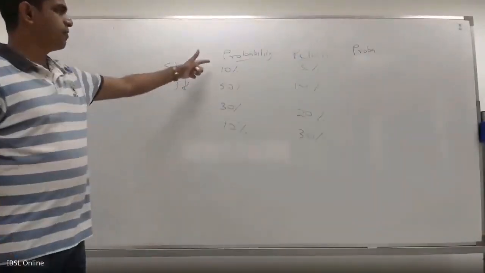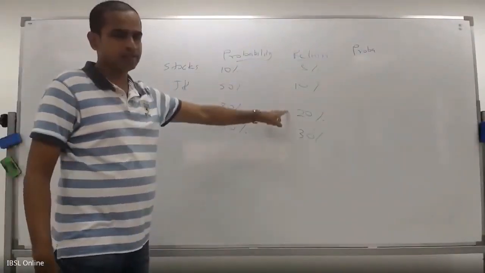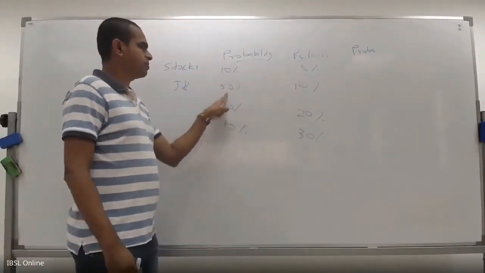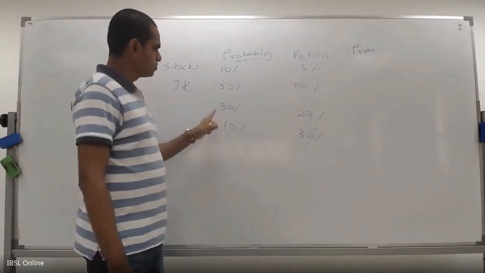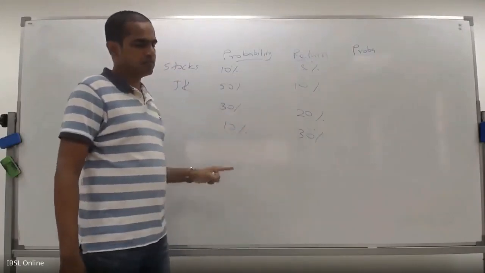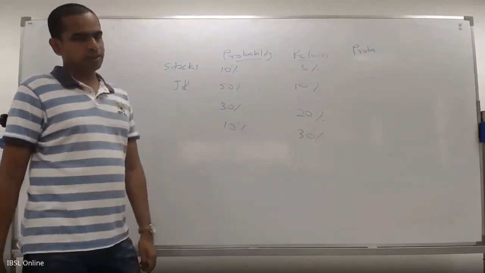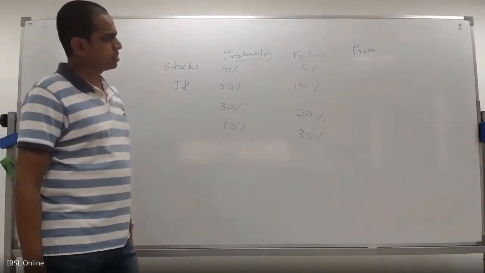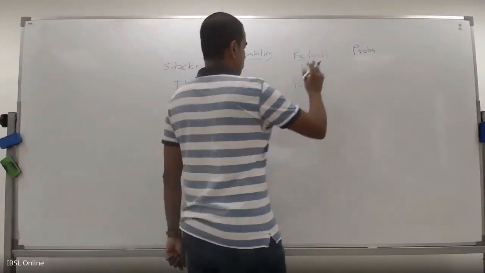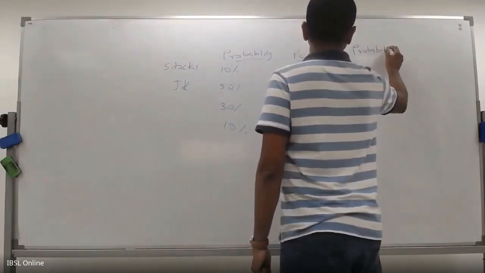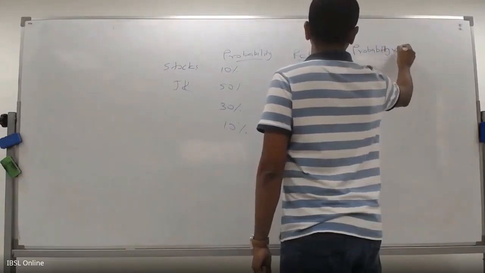So you have been given various probability and return combinations. 10% probability that it will give 5% return, 50% probability of giving a 10% return, 30% probability of a 20% return, 10% probability of 30% return. Right? So under these situations, what you need to do is calculate the probability into return.